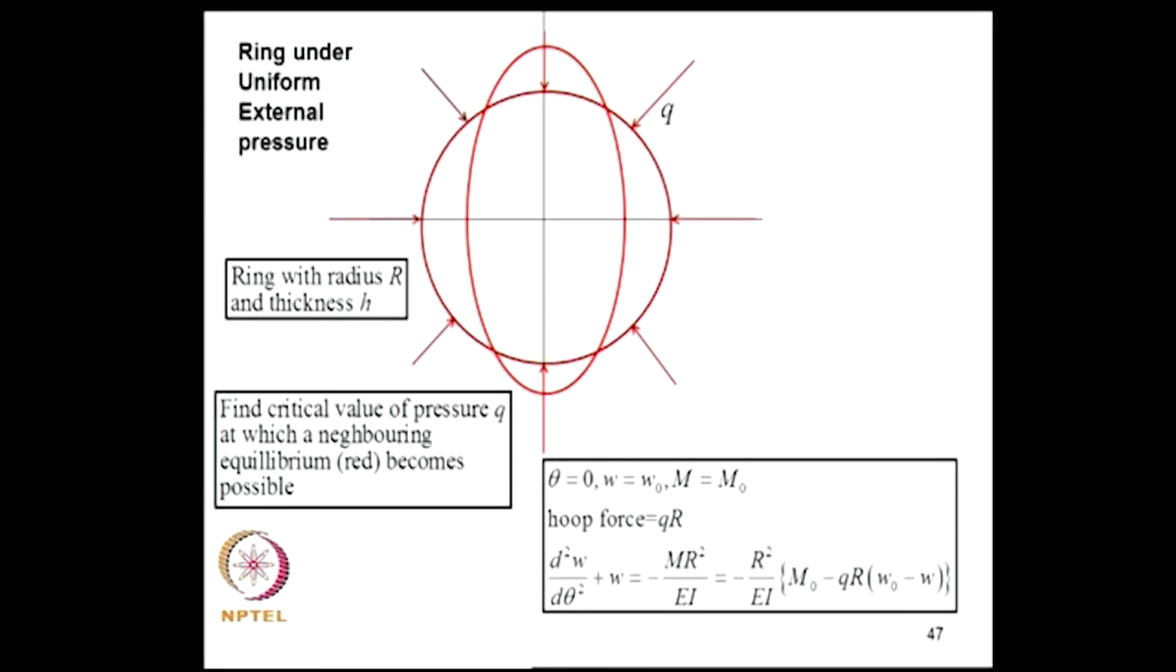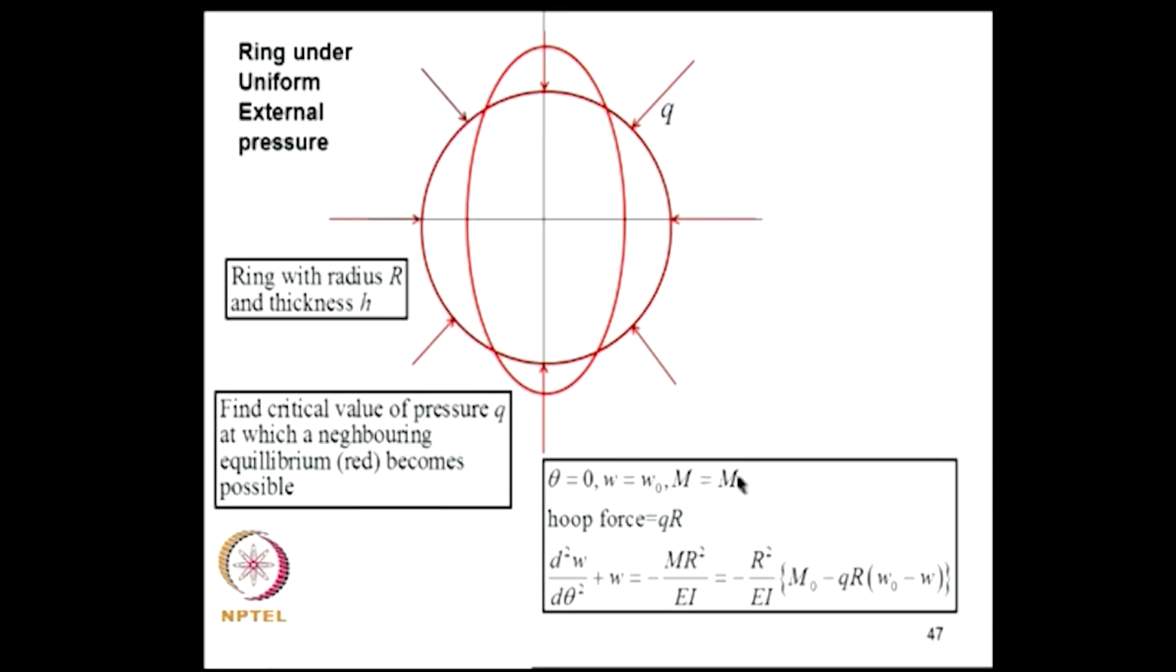Now, if the ring is loaded by a uniform force field as shown here, can it assume a neighboring equilibrium state, for example as shown in this elliptical curve? This is the ring in the undeformed configuration, Q is the axisymmetric constant external compressive load. So, how will the ring deform? Can we find the critical value of Q at which a neighboring equilibrium becomes possible?